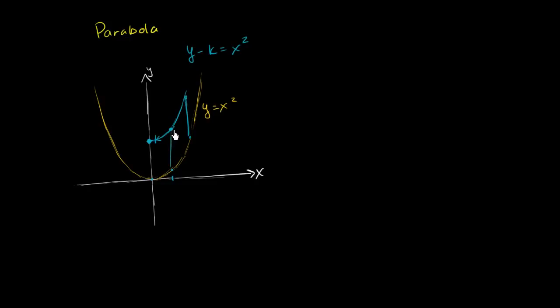This distance is a constant k, the vertical distance between these two parabolas. And I'll try to draw it as cleanly as I can. This vertical distance is a constant k. Now let's think about shifting in the horizontal direction. Let's think about what happens if I were to say y is equal to not x squared, but x minus h squared.